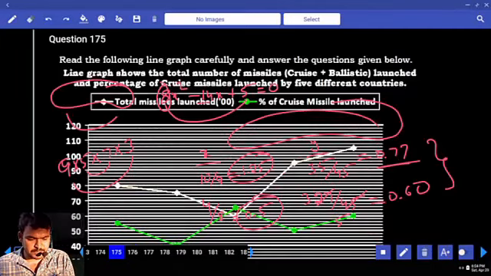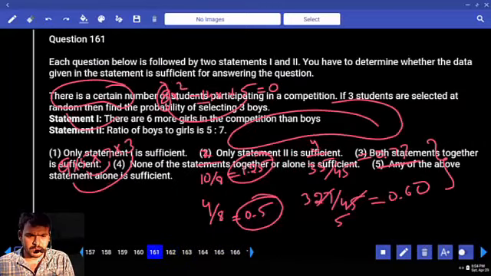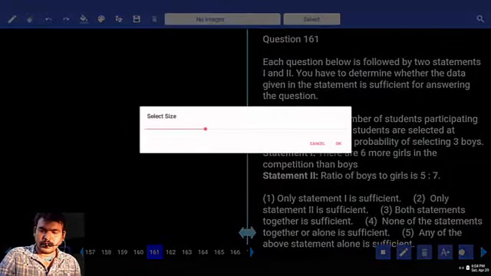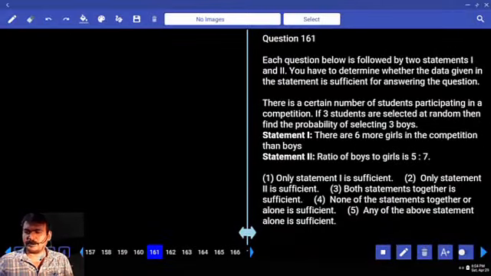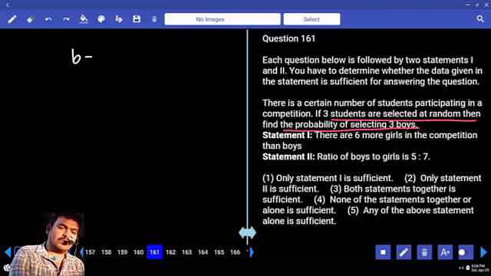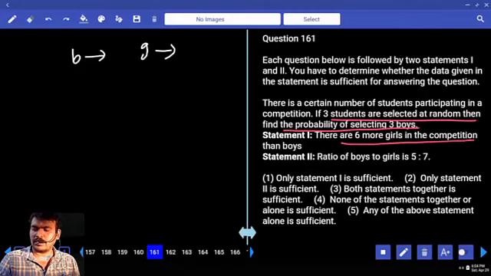Next, data sufficiency. Question number 161. There is a certain number of students participating in a competition. If 3 students are selected at random, then find the probability of selecting 3 boys. Okay, to select 3 boys, definitely we need to know the individual boys and individual girls, yes or no? Okay. For statement 1, there are 6 more girls in the competition than boys.